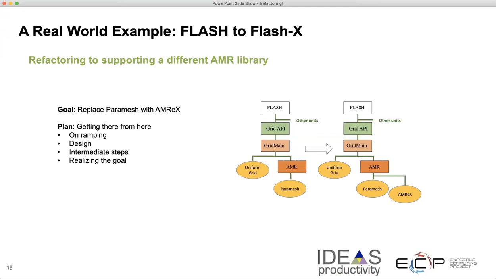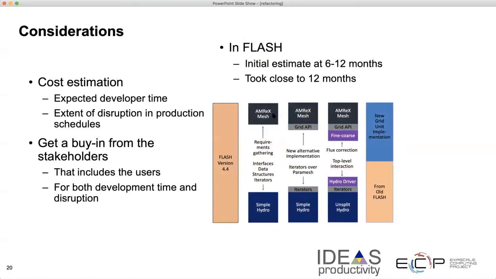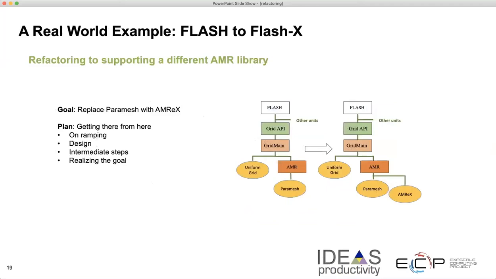So then the design part is making sure that the API is appropriately modified, the ways in which grid interacts with the physics unit. All of the physics units themselves have a wrapper layer that is meant for interaction with the grid. That part of the interface needs to be modified. And so what are the intermediate steps that we want to have? What are the intermediate goals that we want to reach? And finally, realizing the goal of the change.